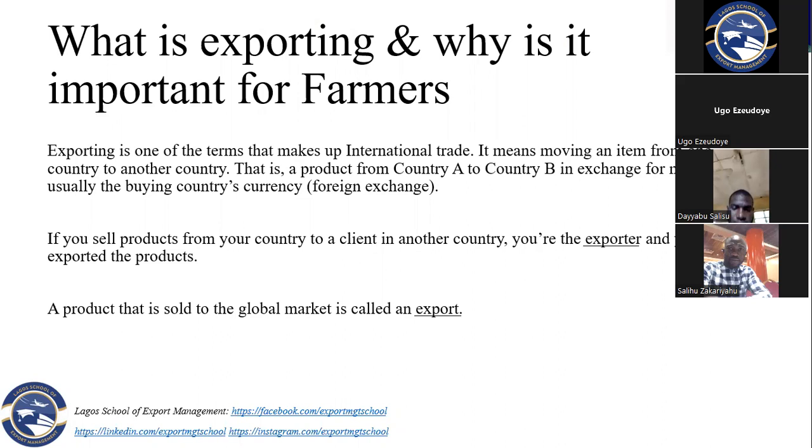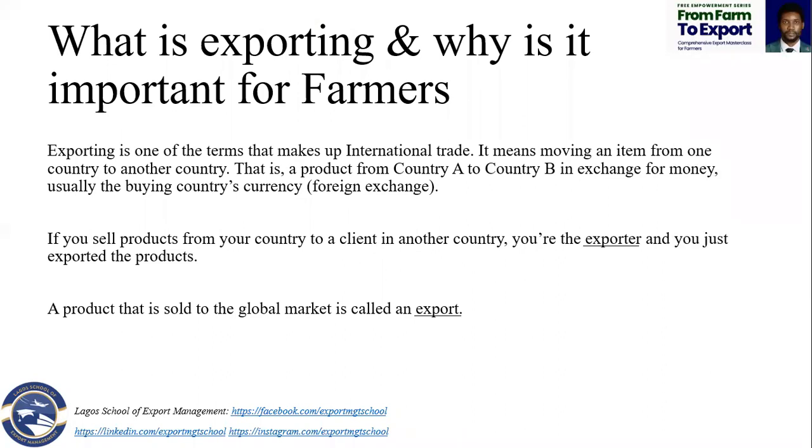So what is exporting and why is it important for us farmers? As we already know, some of us already have the knowledge that exporting is sending something out to another country. Just like we also hear the word import sometimes, where we bring something into the country. But when we are taking something out of the country to another country, that is exporting.